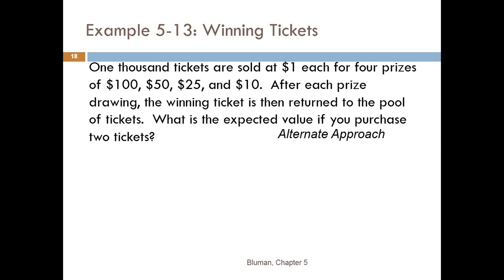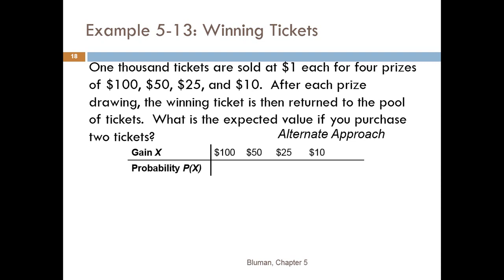Here's that alternate approach that I was talking about. What if we just look at the prizes? So you could gain $100, you could gain 50, you could gain 25, and you can gain 10. Or you could gain $0. You could gain $100, 2 out of 1,000, $50, 2 out of 1,000. The probabilities are the same. Or you could gain $0, 992 out of 1,000 times.